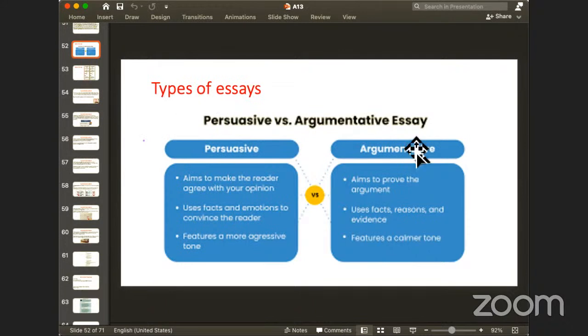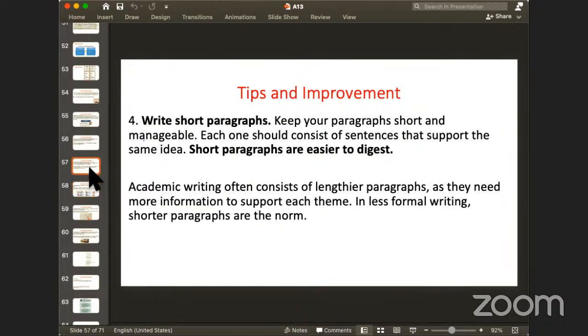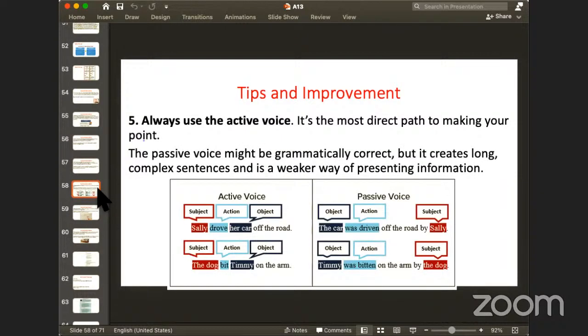That's why it's longer than persuasive essay. Persuasive is less formal than argumentative essay. So it should be shorter than the argumentative essay, right? It's just a little bit less formal because this is related with emotions, opinions, right? So the next topic is always use the active voice.